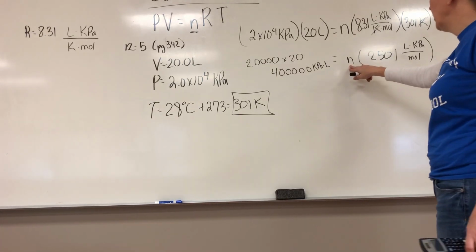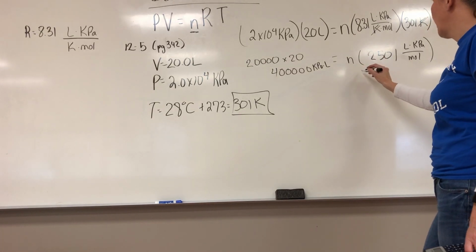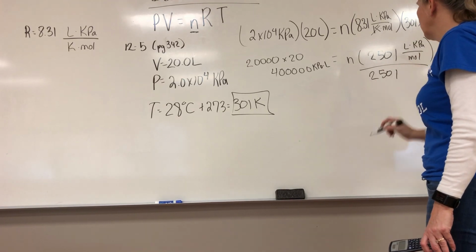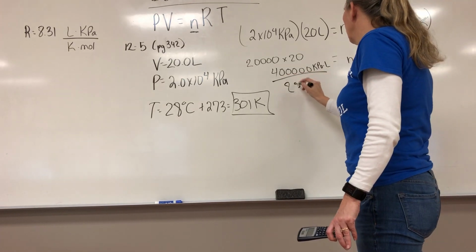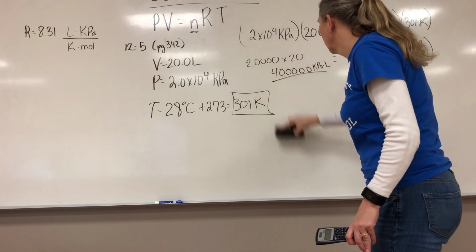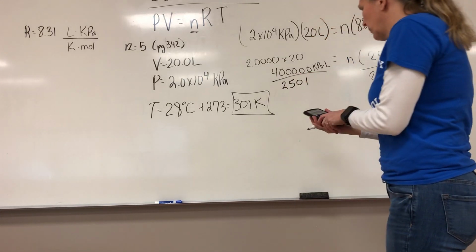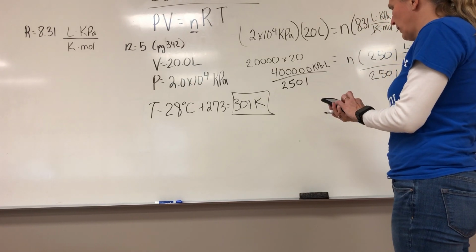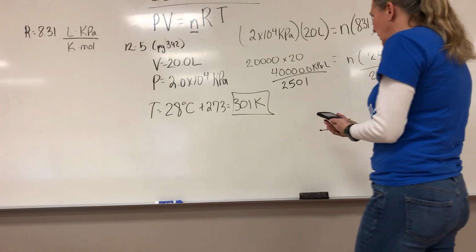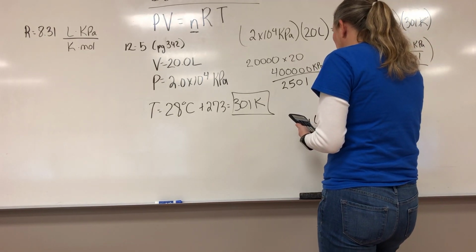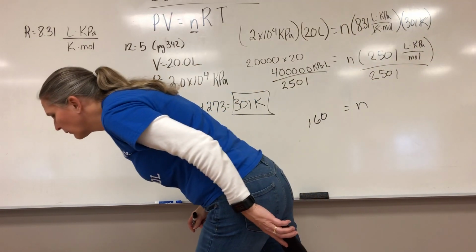So now I have N over here. I need N by itself. So I have to divide both sides by this 2501 crazy thing. Ooh, that's ugly. My penmanship has gotten poor. Okay, so I'm going to take this number divided by 2501, and that equals 160. Please be right. Oh, yeah.